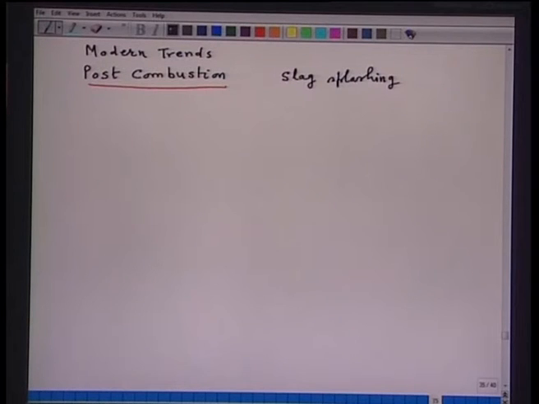Now, post combustion is in fact an energy conservation measure. Post combustion had been adopted earlier also in the 60s and 70s, but now the advantages of post combustion have been realized, and some of the plants are adopting the post combustion practice also. Now, what does post combustion do? Post combustion means combustion of CO inside the converter by supplying an additional amount of oxygen.